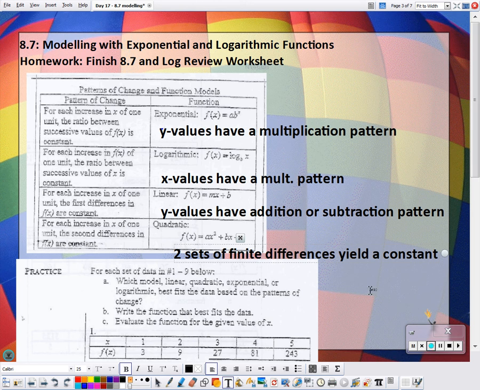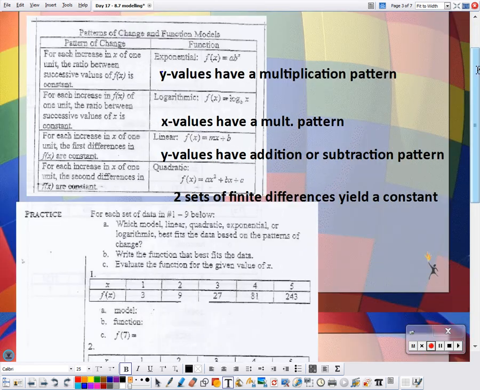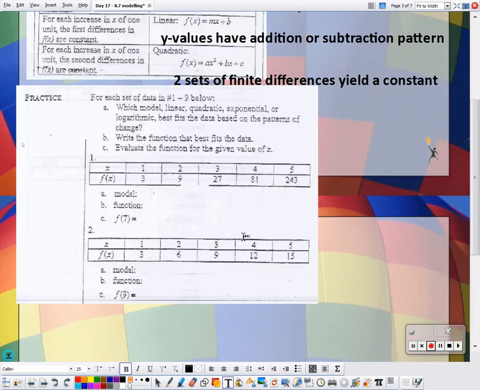Okay, so it says practice. Which model best fits the function, write the function, and evaluate for the given value of x. So here we go. Now, number one, when I look at these y values, I can see it's 3, 9, 27, 81, and immediately I see that the model is exponential.